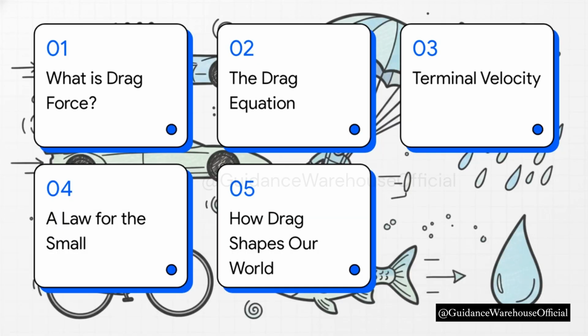All right, so what's our game plan? First, we'll tackle the big question. What is drag force? Then, we're going to dive into the powerful equation that lets us actually calculate it. From there, we'll explore this cool idea of a natural speed limit called terminal velocity, see how the rules totally change for tiny objects, and finally, we'll connect it all back to the world around us.